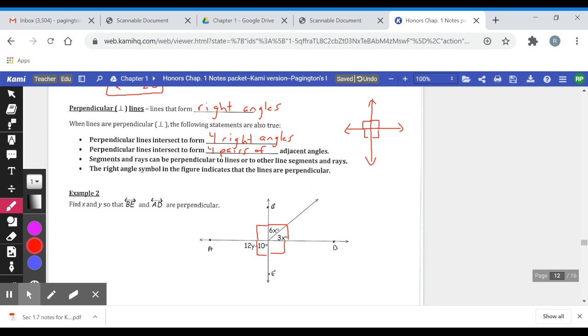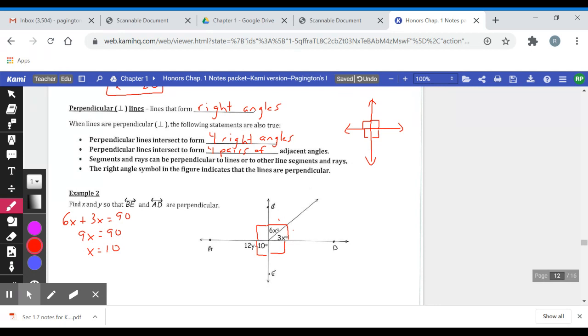if I start with the x's, I know that these two angles making up this angle and this angle have to add up to 90. So I can say 6x plus 3x is equal to 90. So I've got 9x is equal to 90. So therefore, x is equal to 10.